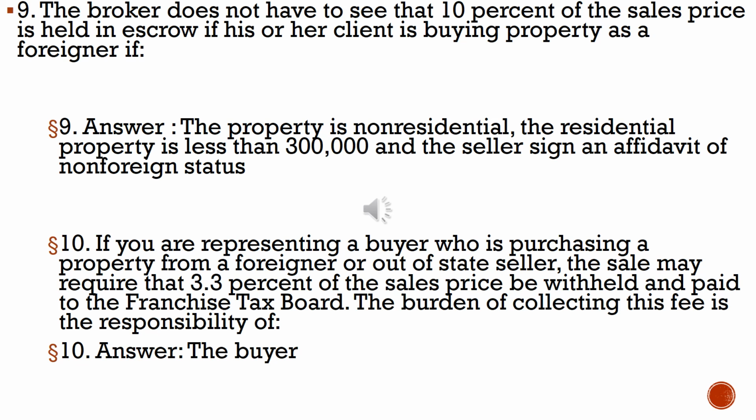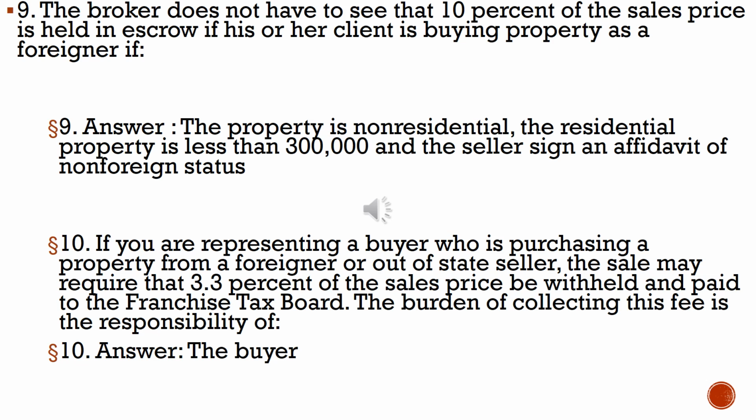Question number 9. The broker does not have to see that 10% of the sales price is held in escrow if his or her client is buying property as a foreigner if? Answer: the property is non-residential, the residential property is less than $300,000, and the seller signs an affidavit of non-foreign status.